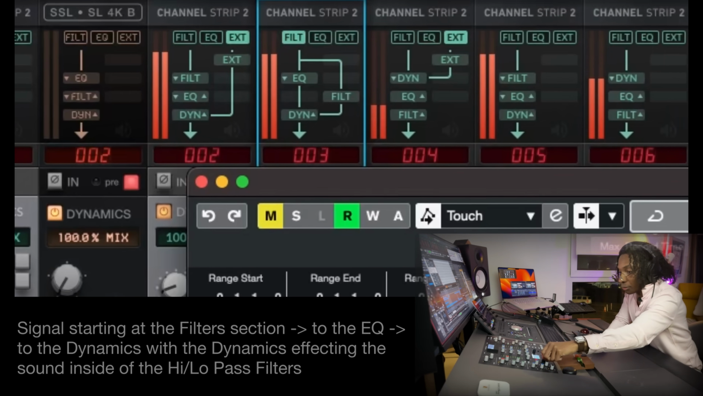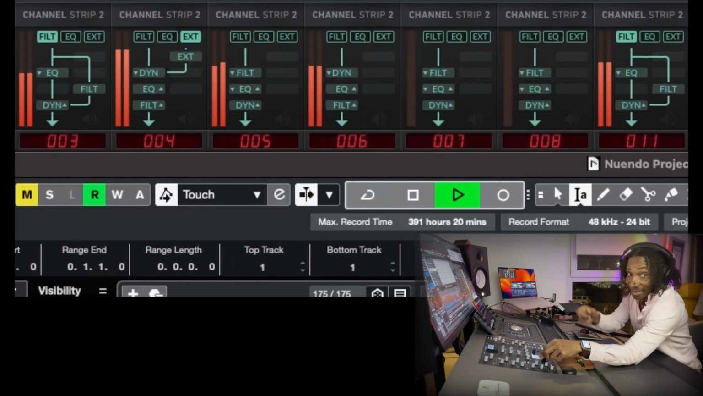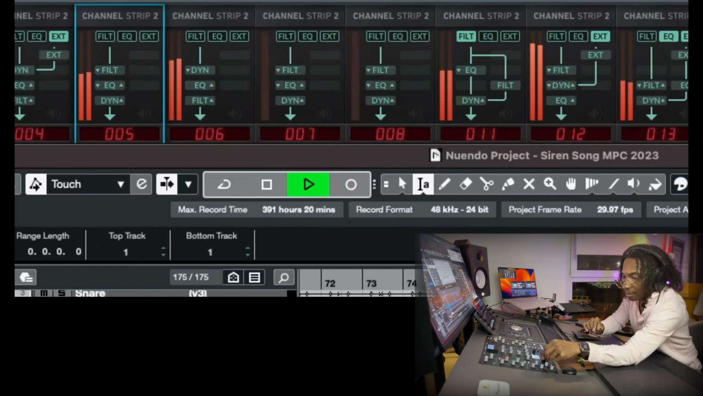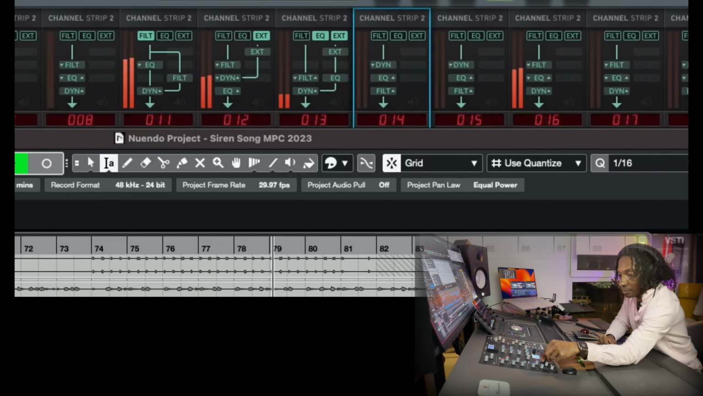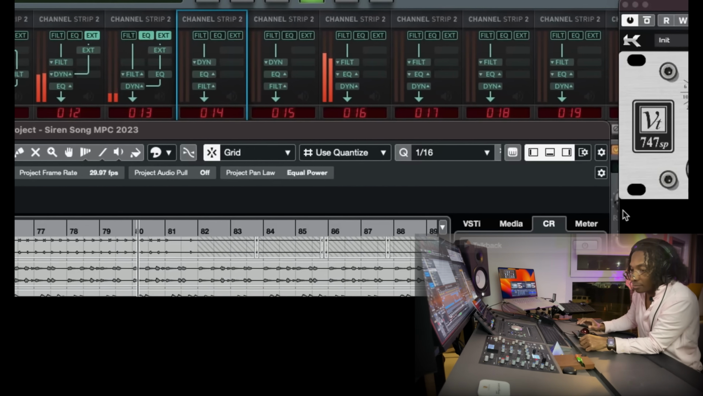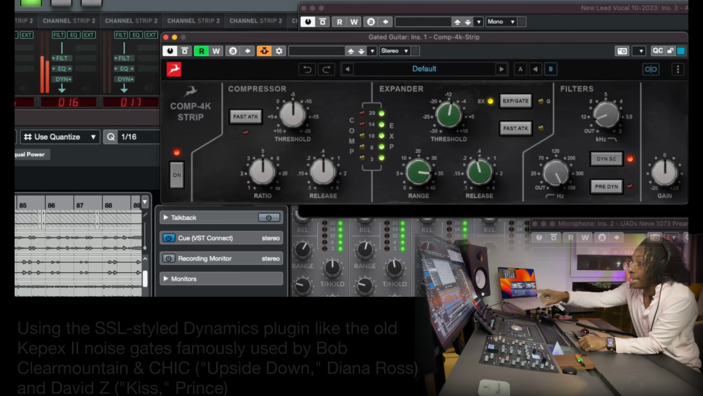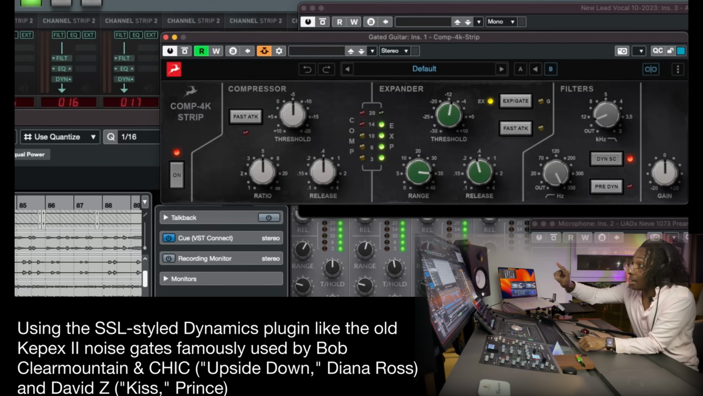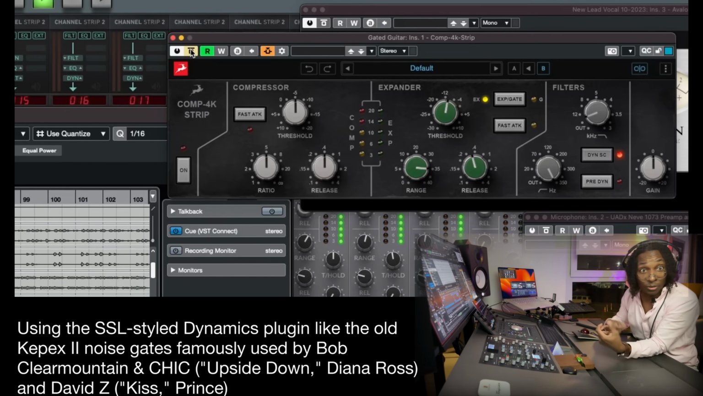Now, let's go over to, I have a gated guitar that's actually activated by the cajon. And I'm using the Antelope Audio Comp 4K strip as the gate. This is what it is, bypassed. That's what the guitar is on its own.